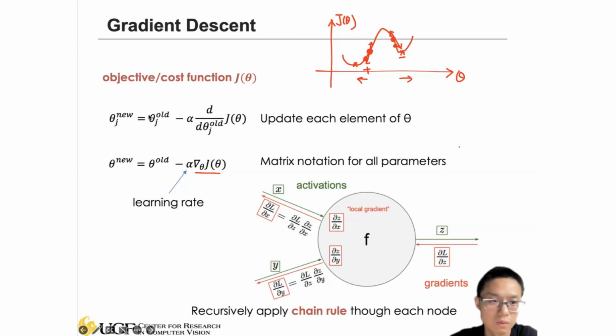So in each iteration, we have theta new, indicating the updated parameter value. That is theta old minus alpha times the gradient, or the derivative at this point. Alpha is the learning rate. This is a positive value, which is also a very important hyperparameter we have to tune: what learning rate we need to use. And this is the derivative.